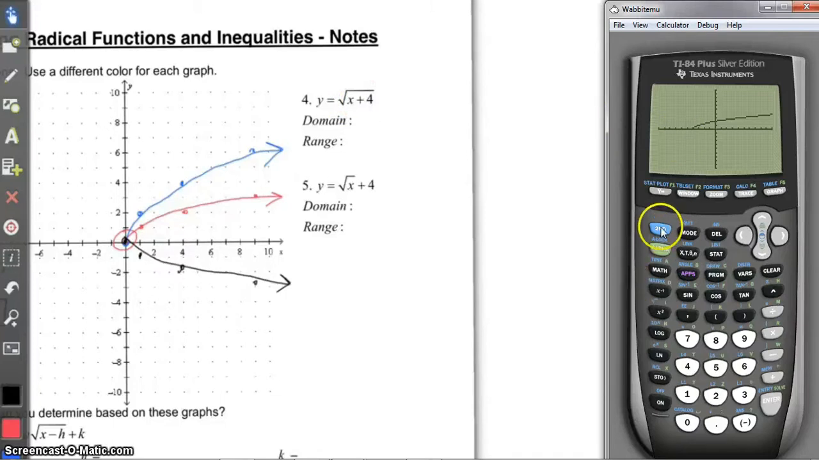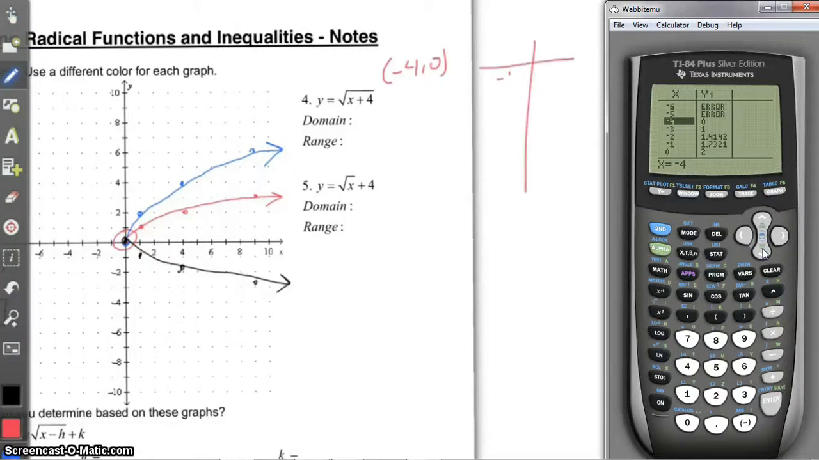So I'm going to go to second table and take all the points that make sense. So let's see, oh, there's an error. So my endpoint is going to be negative 4, 0. So I'm going to write it here, so it's going to help me with my domain and range. And I'm going to start my table, so negative 4, 0, negative 3, 1, then 0, 2, what else makes sense? 5, 3. Those are good points to work with.